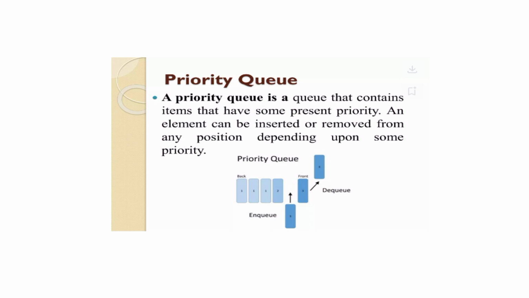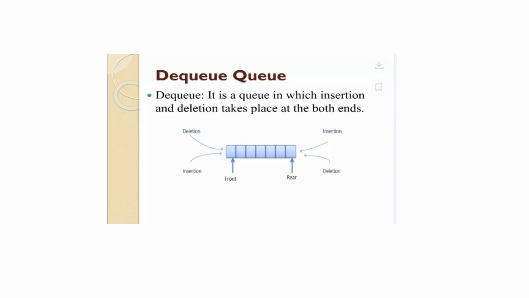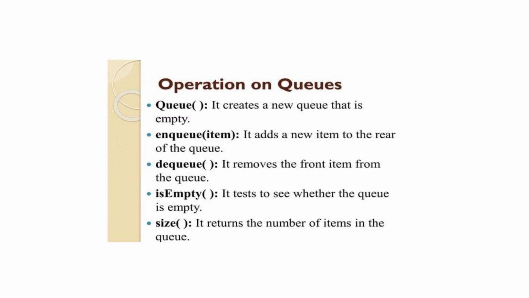And in a priority queue, based on the priority, the values can be inserted and deleted. And DQ is also called a double-ended queue. Here insertion and deletion can both be performed at the rear end, and also insertion and deletion can both be performed at the front end. So both operations are performed at both ends.